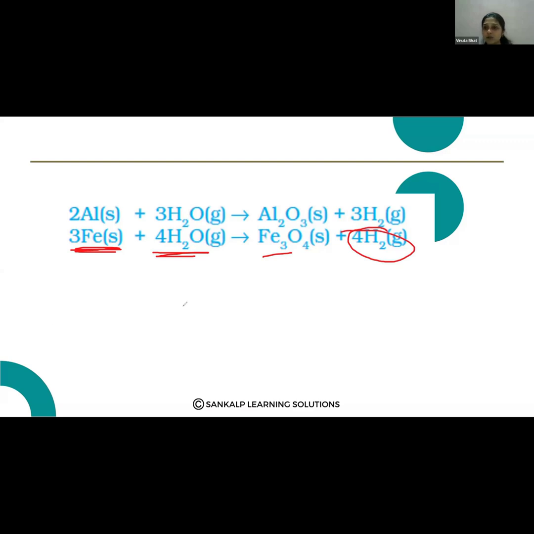So how can we conclude this? When metals react with hot water, cold water or steam, they form the metal oxide and hydrogen. In some cases, the hydrogen gas catches fire, due to its amount. Okay, so that is the thing.